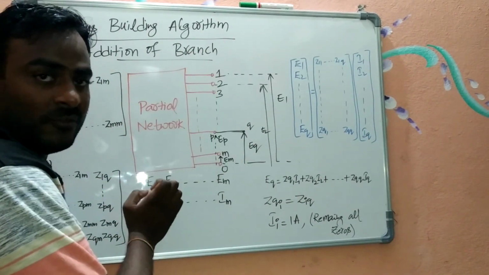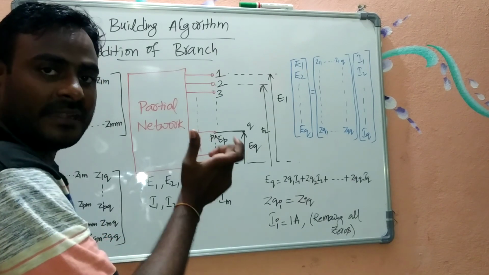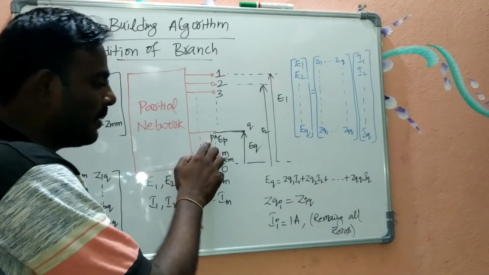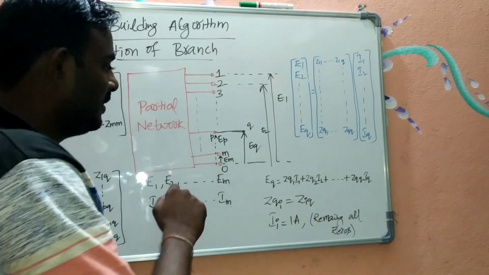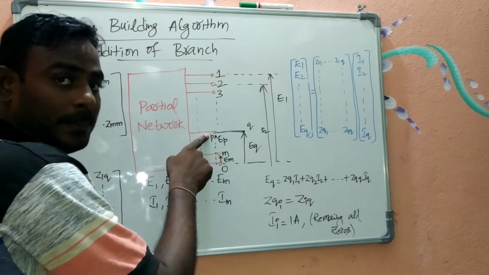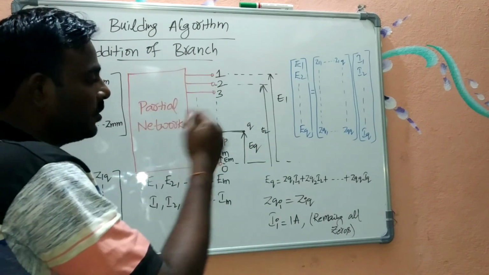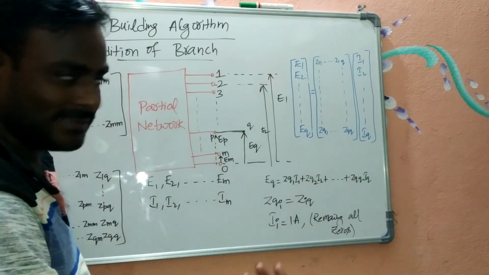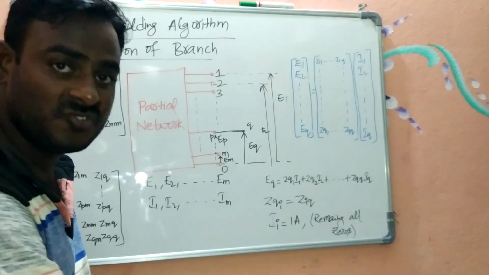For this partial network, I am considering any arbitrary node between 1 and m. That arbitrary node I am assuming as P. And I am adding an element between the existing node P of the partial network and the new node Q. Now we need to know how the bus impedance matrix will change.